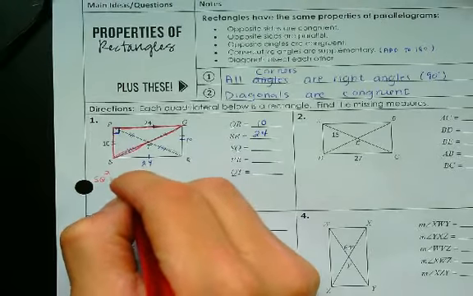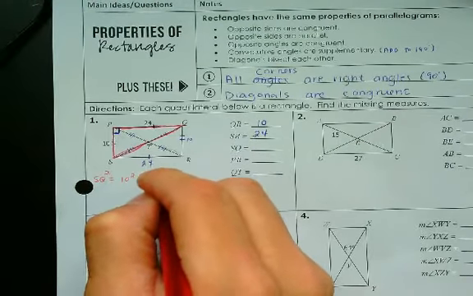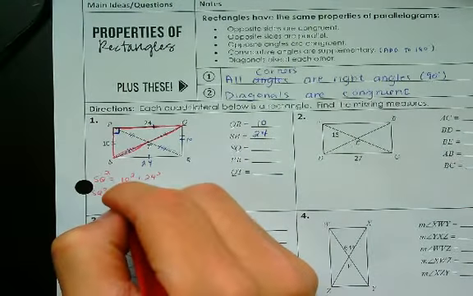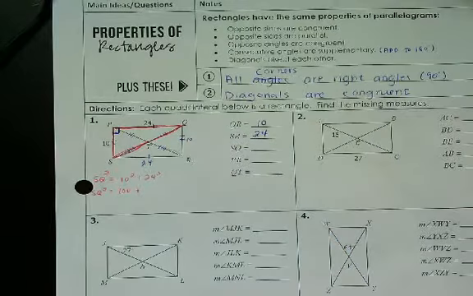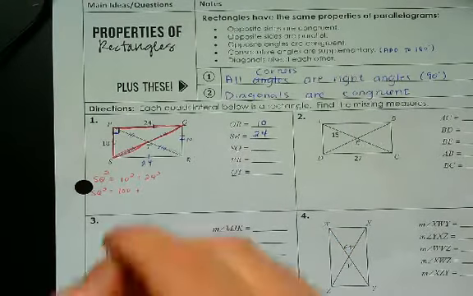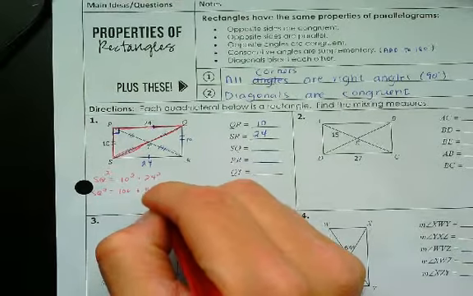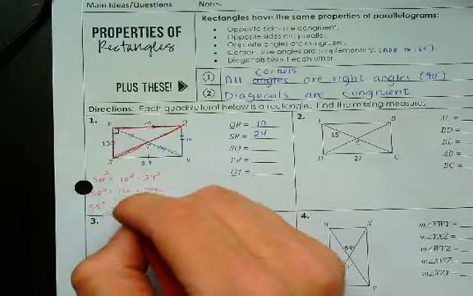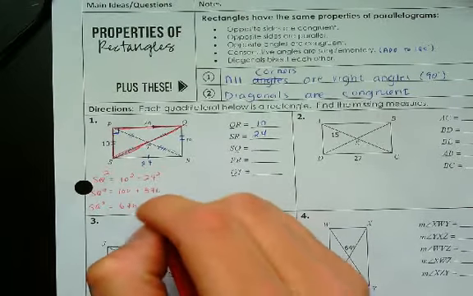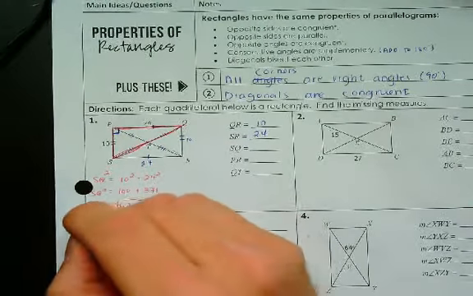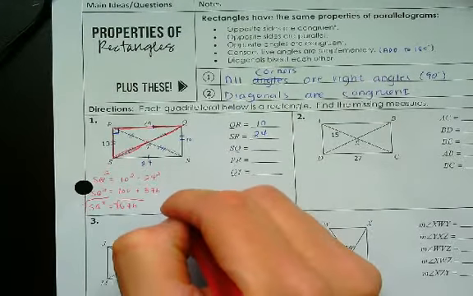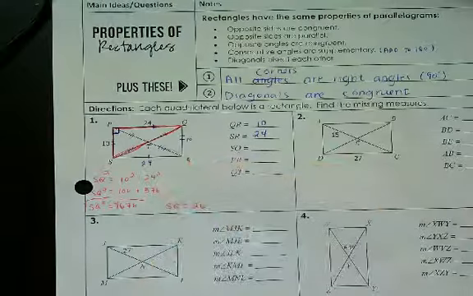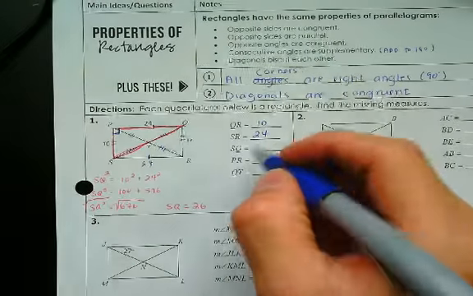So SQ squared is equal to 10 squared plus 24 squared. So we have SQ squared is equal to 100 plus 576. SQ squared is equal to 676. If we take the square root, we get that SQ is equal to 26. Okay, so we fill that in.